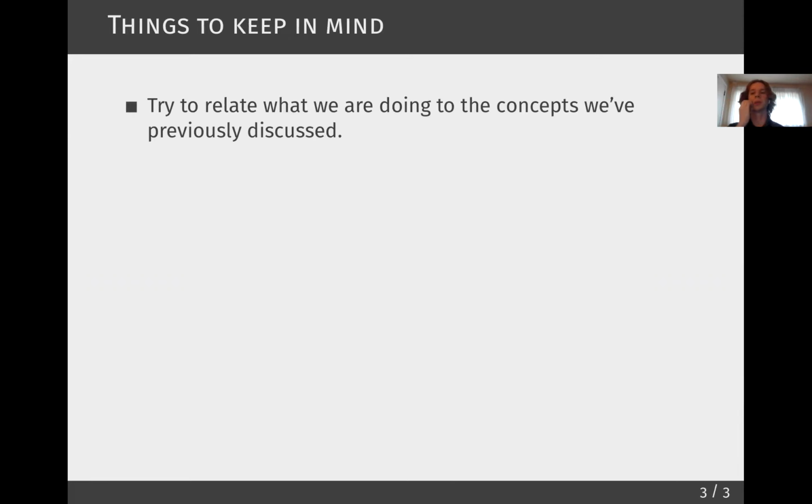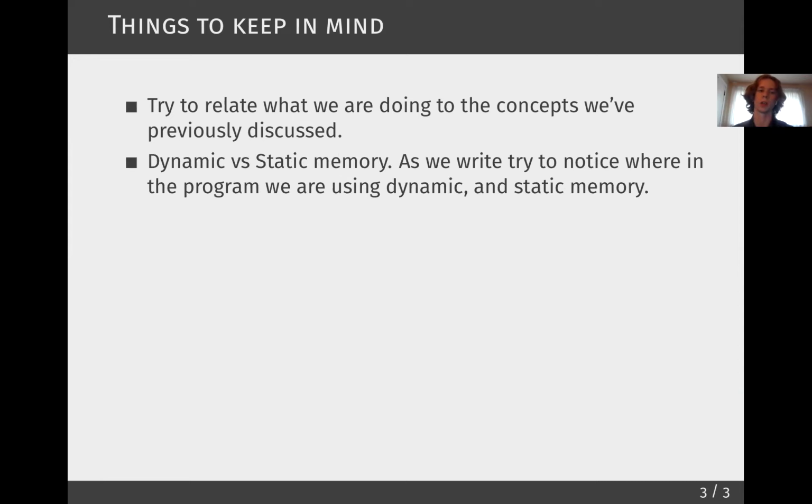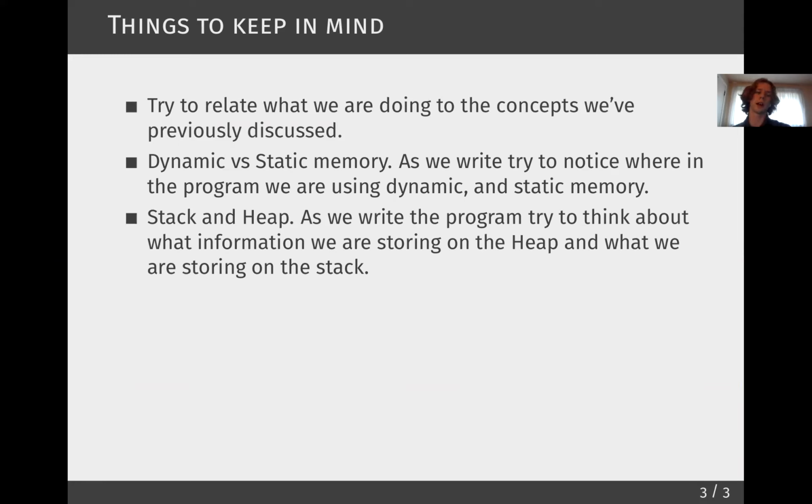So, things to keep in mind as we're writing this code. Try to relate what we're doing to the concepts we've previously discussed, such as dynamic versus static memory. As we write, try to notice where in the program we're using dynamic versus static. Spoiler, this is going to be pretty much all dynamic. As we write, try to think about what information we're storing on the heap and what we're storing on the stack. A lot of it's going to be the stack whenever we're doing pointers and things like that.